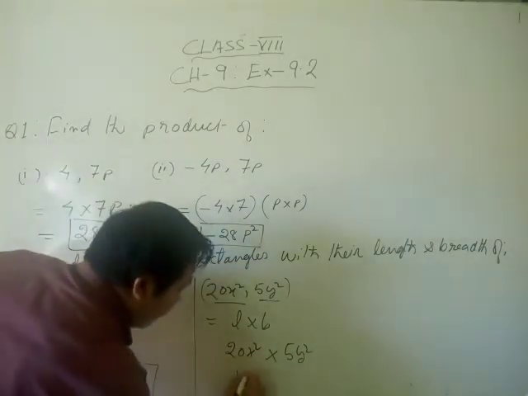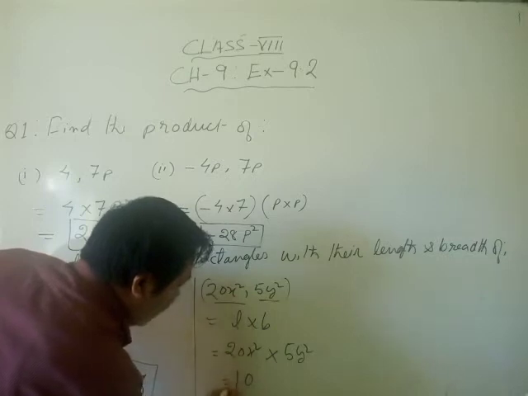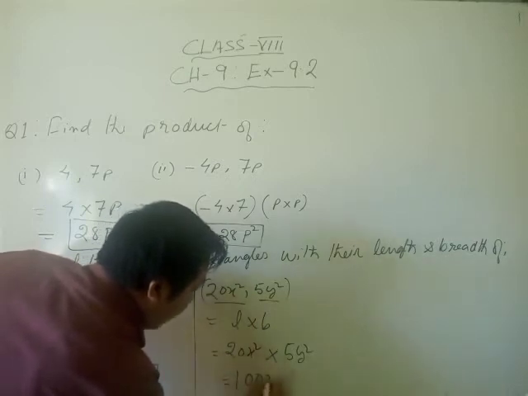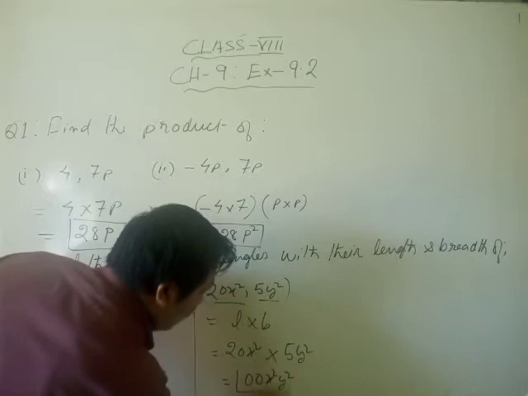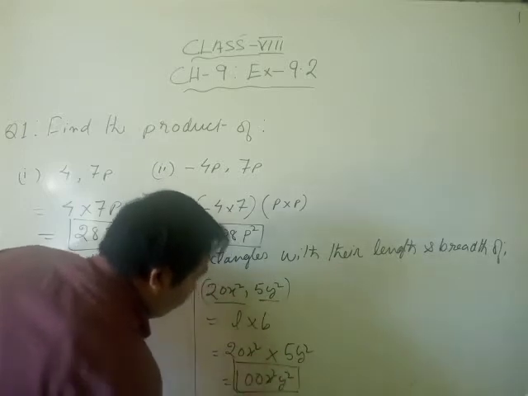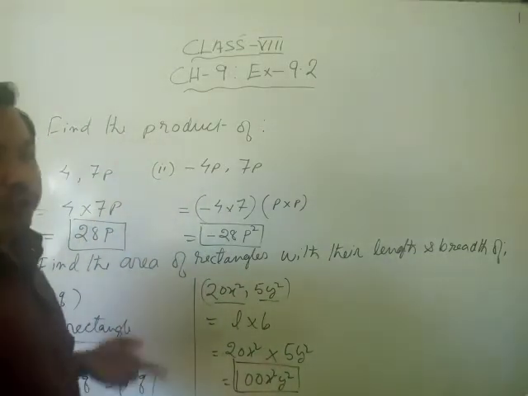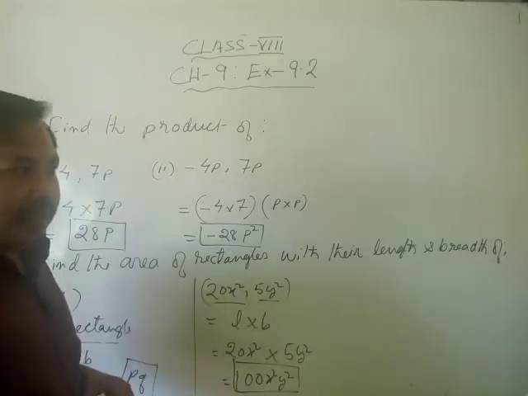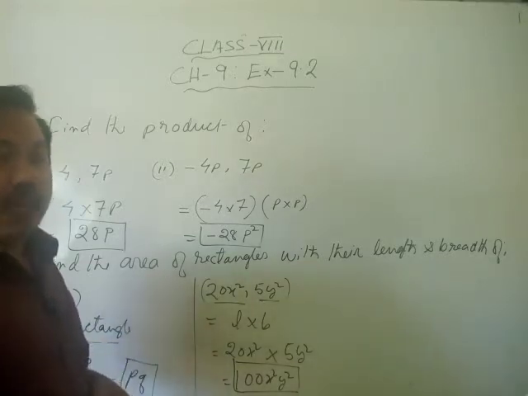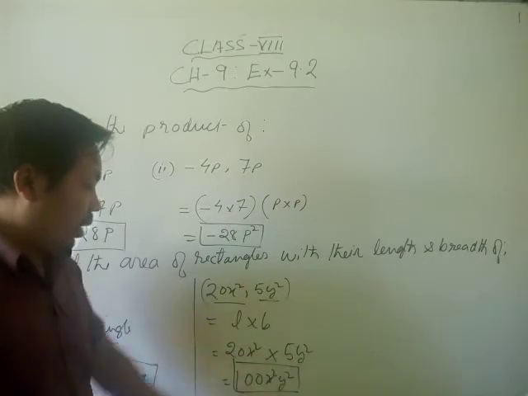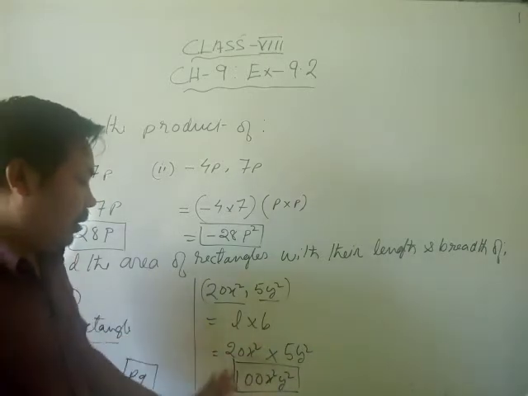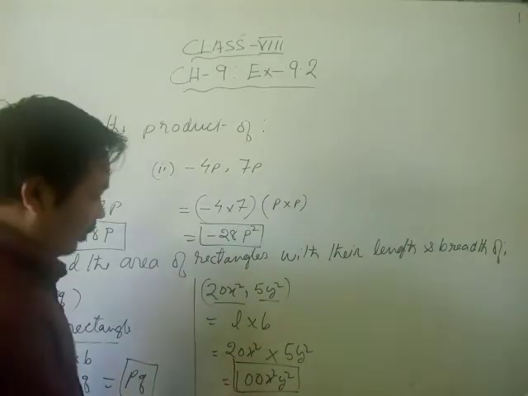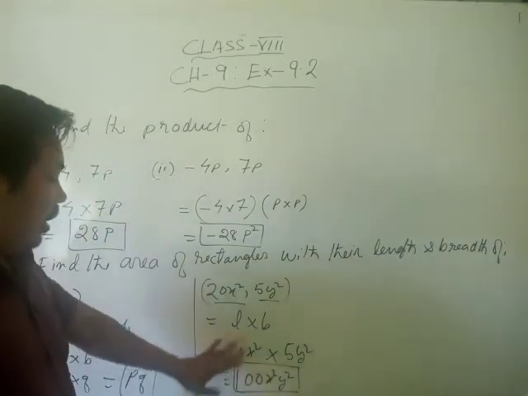20 times 5 is 100. So 100, and x square, y square, just write. There is nothing to change in the variable part, so just write x square y square. Okay, 20 into 5 is 100, isn't it? So 100 x square y square is the area of the rectangle.